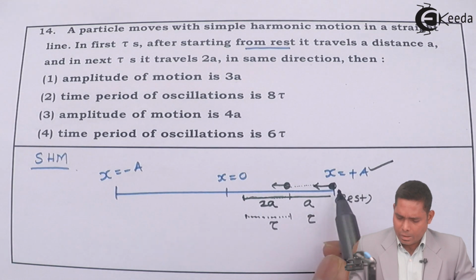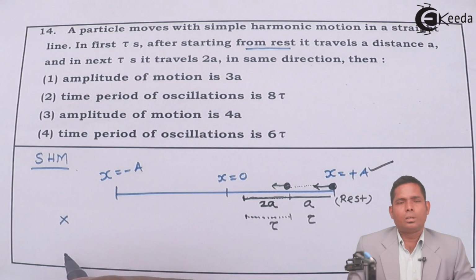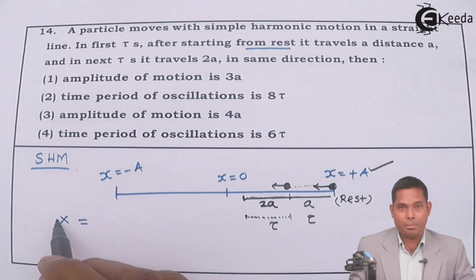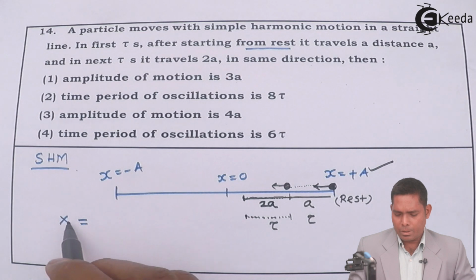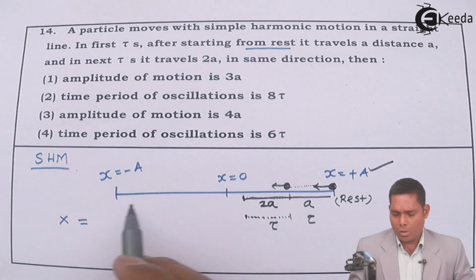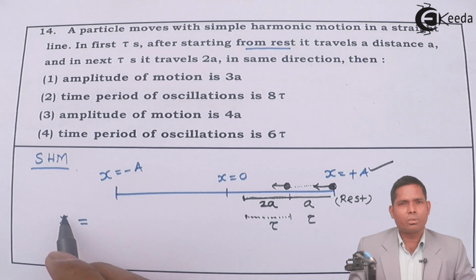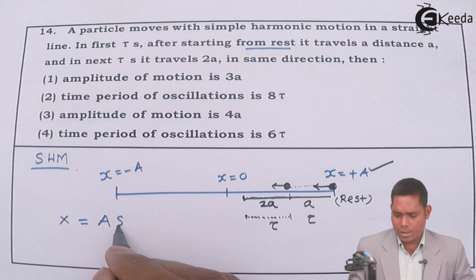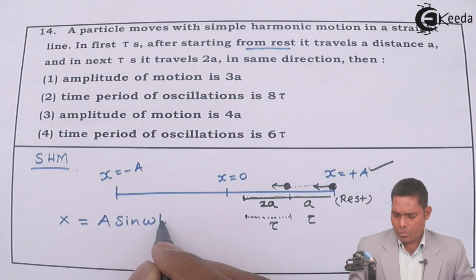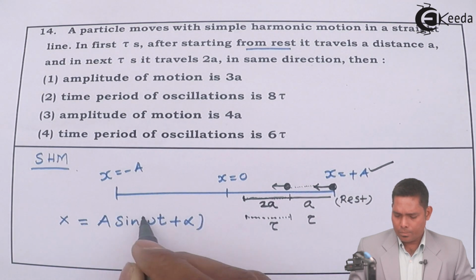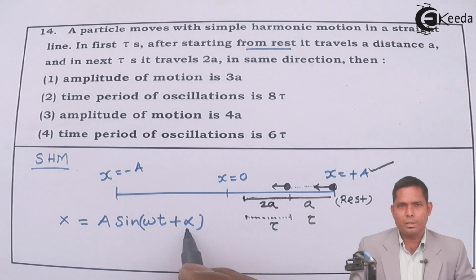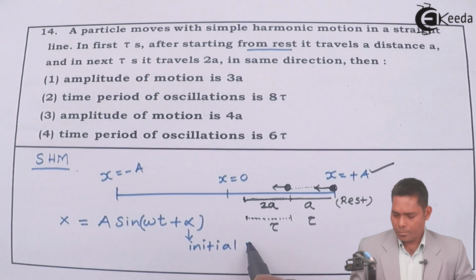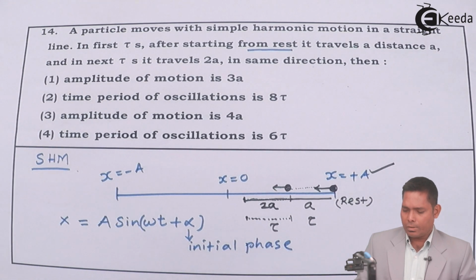As it is starting from here, I'll write the equation for the displacement of the particle. This is the displacement, not the distance. It is measured from the mean position, always measured from the mean position. The general equation for the displacement of the particle in SHM is given by x equal to a sine of omega t plus alpha, where alpha is called the initial phase.